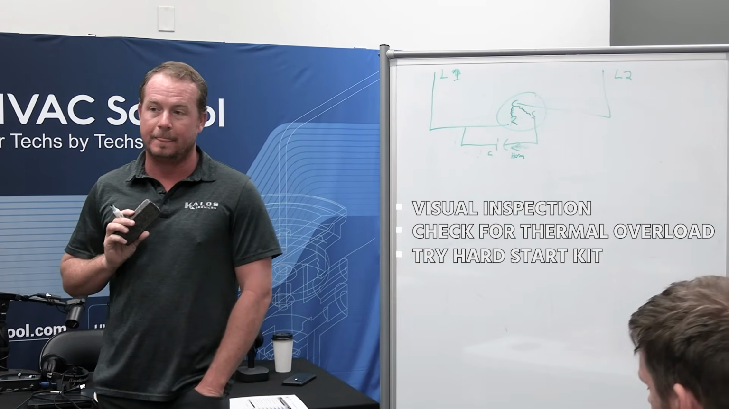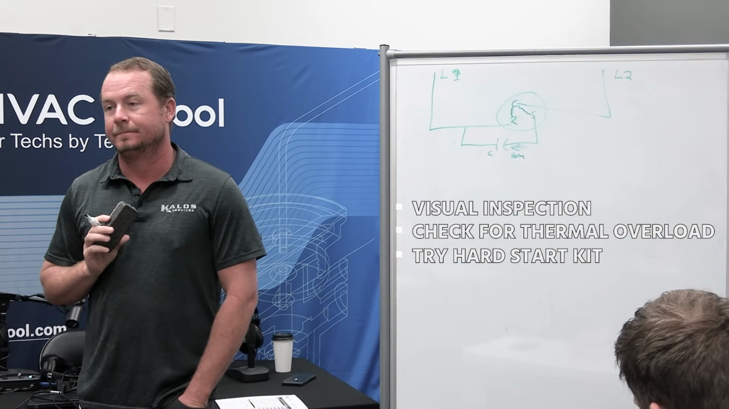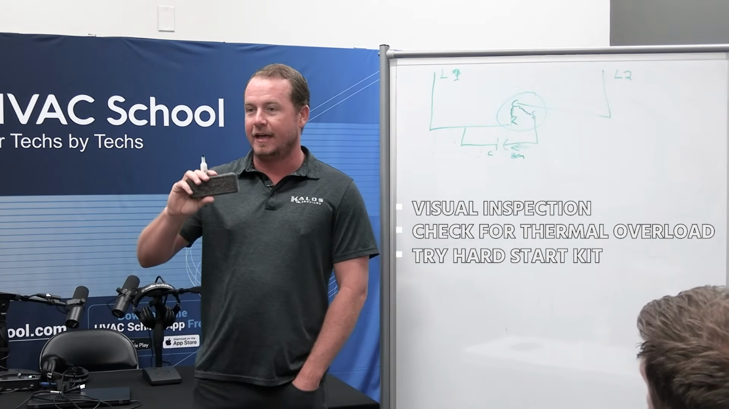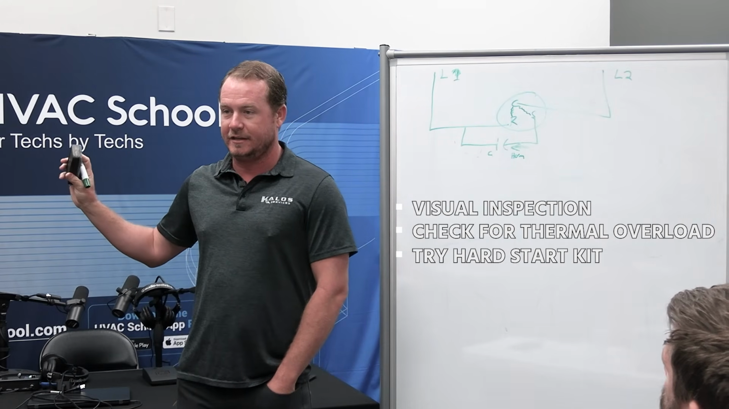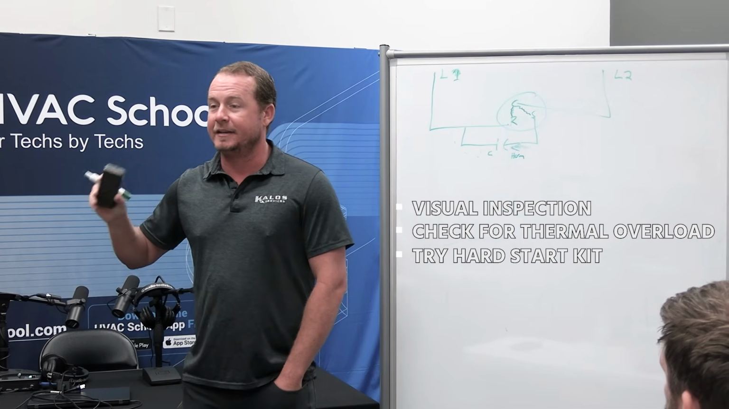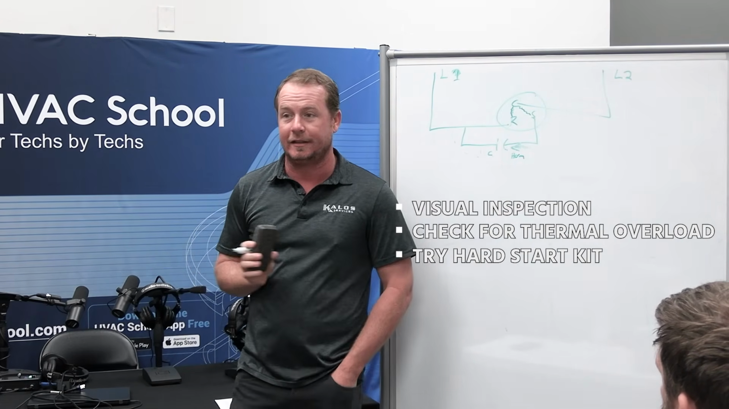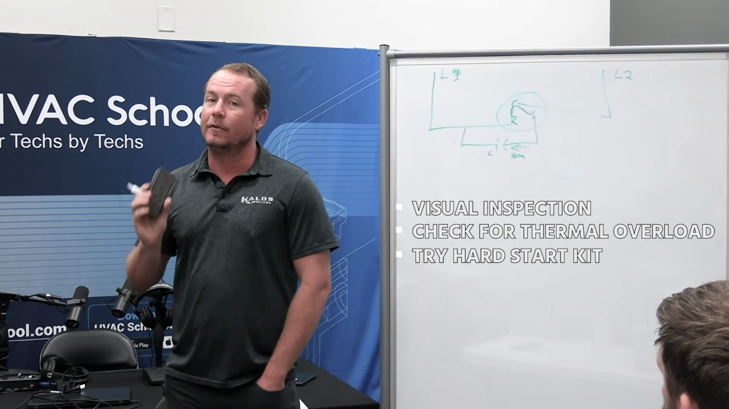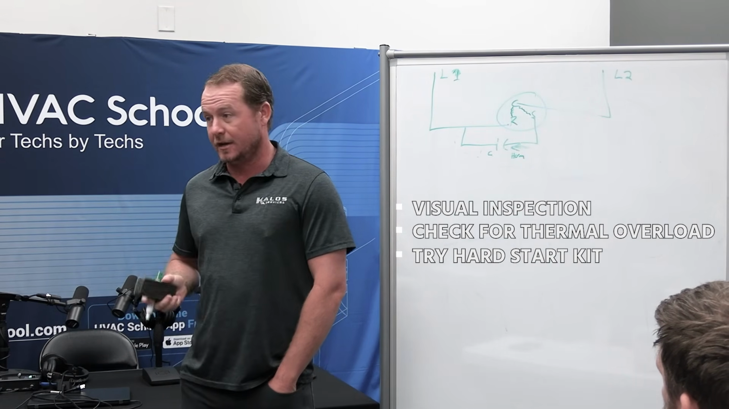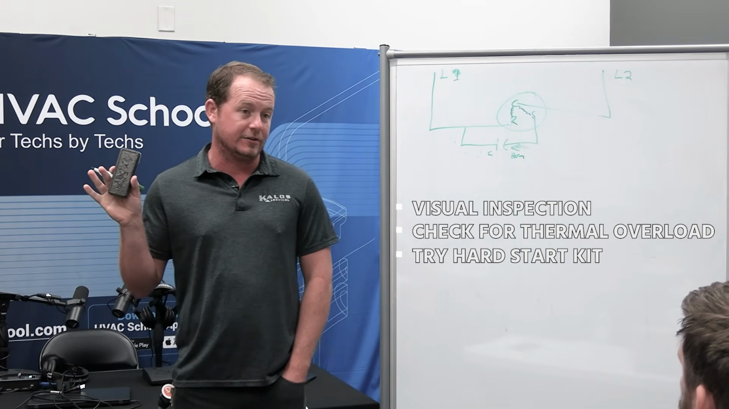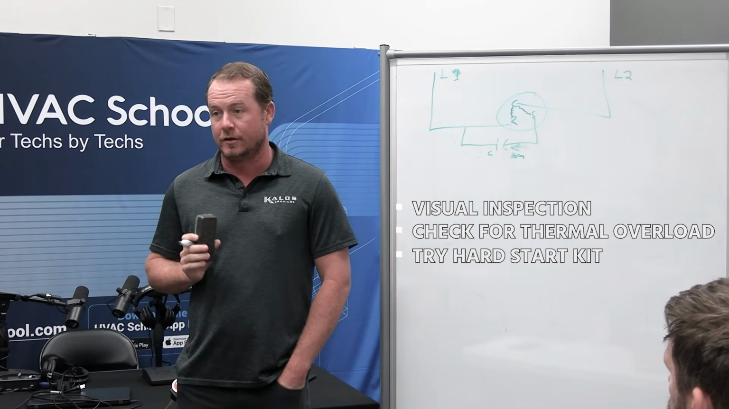Not the same thing as oversizing the capacitor? It is, but the difference with oversizing a capacitor is that there's nothing to take it out of the circuit once it gets started. So a start kit gets it started and then brings it out. And that's what a potential relay or a current relay does. Once that motor gets up to near full speed, it takes that start cap out of the circuit and now allows it just to run on the run capacitor alone.